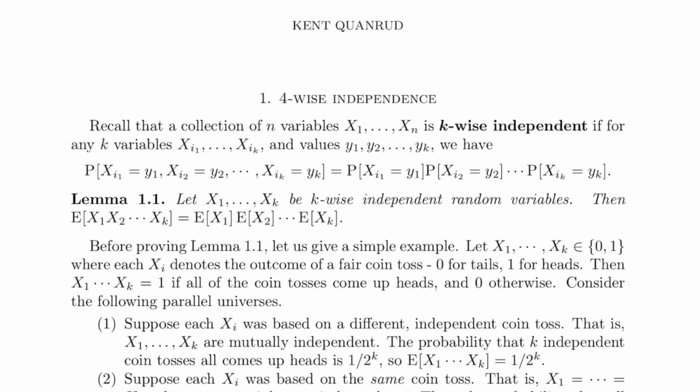We start with k-wise independence. Recall that a collection of n variables is k-wise independent if for any k of the variables, and any fixed k values y1 through yk, the probability that the first variable is equal to y1 and the second variable is equal to y2, all the way through to the kth variable equal to yk, is equal to the probability that the first variable is equal to the first value, multiplied by the probability that the second is equal to the second value, all multiplied all the way through by the probability that the kth variable is equal to the kth value.